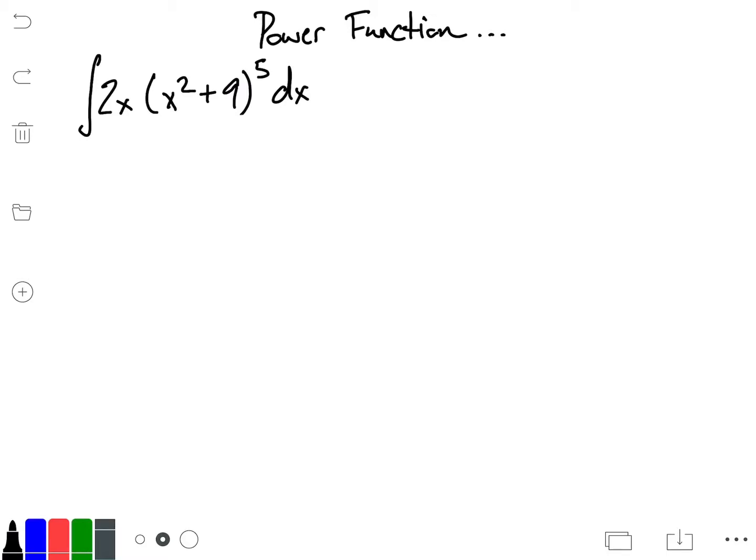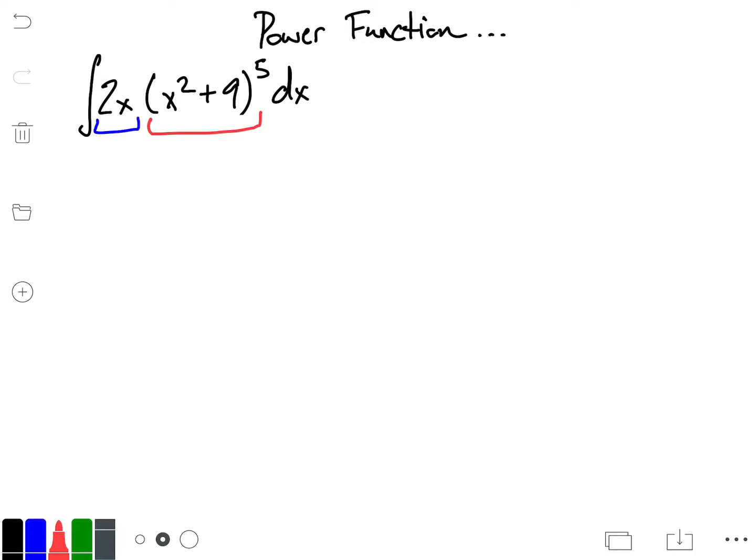So the first step is of course going to be selecting our u. So generally, what you're going to do is we'll go ahead and split this into 2 different functions, right? So we have 2x on the outside, and then we have x squared plus 9, and that's all raised to the 5th power. So a basic idea, not necessarily a rule, but something that works most of the time, is we'll take the more complicated expression, and that will be our u function. So in this case, of course, that would be x squared plus 9.